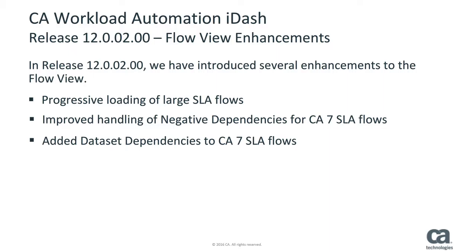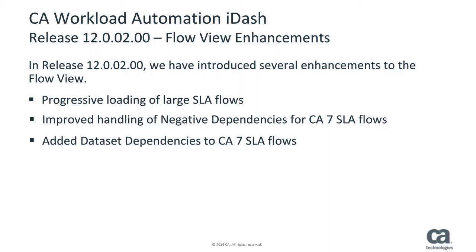The other flow view enhancements apply only for CA7 SLA flows. We have made a change to the way that negative dependencies are displayed. Instead of including the dependencies of a negative dependency in the flow view, those dependencies will not be displayed. The negative dependency will be marked with a visual indicator and may be double-clicked to open a pop-up view of its dependencies. This behavior is configurable and is enabled by default.